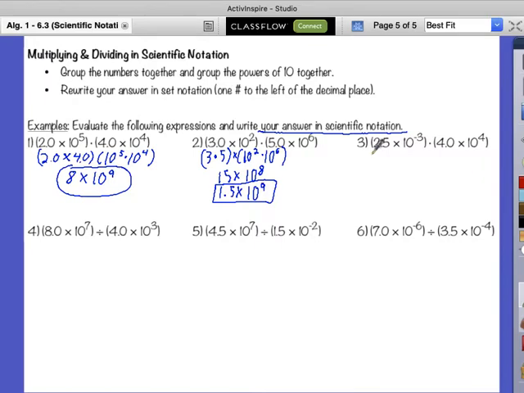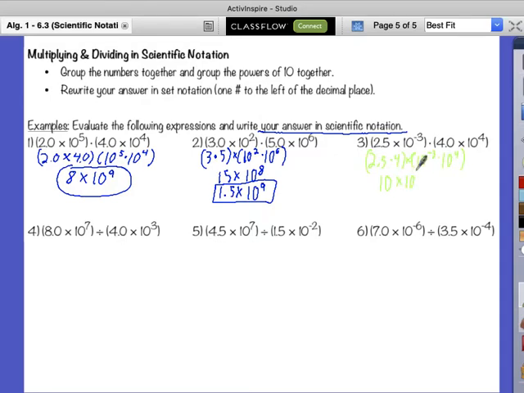Okay, let's try number 3 here. 2.5 times 4, and then we have 10 to the negative 3rd times 10 to the 4th. Well, 2.5 times 4, what is that? Anyone know? 10. What if you get paid $2.50 every hour? Let's say it's a really bad wage, and you work for 4 hours. How much are you making? $10. Let's say you're buying a Gatorade for $2.50, and you buy 4 of them. How much are you spending? $10. So it's 10. Think of it in money, that can help us.